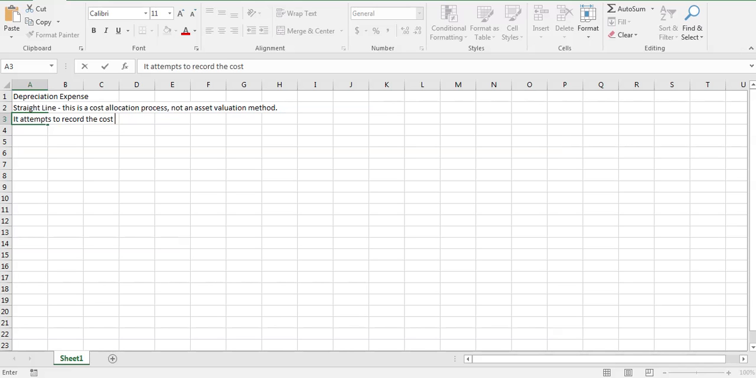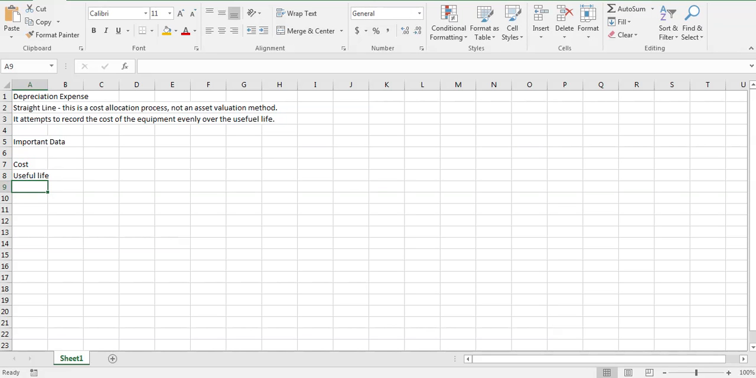It attempts to record the cost of the equipment in a consistent, evenly systematic manner in every year of the useful life of the asset. Remember, this depreciation is for fixed assets like property, plant, and equipment. It excludes land. Land is not part of the depreciation expense methodology calculation.